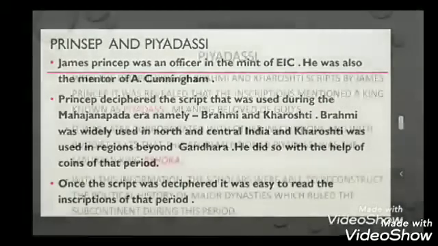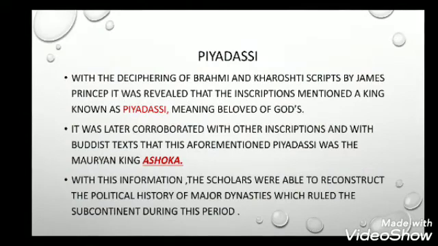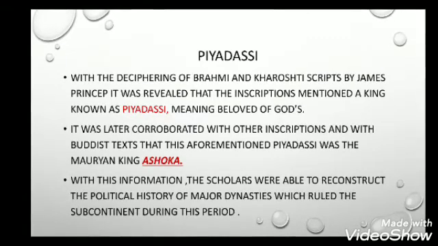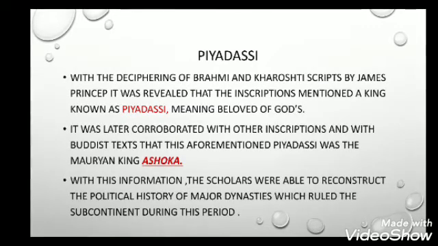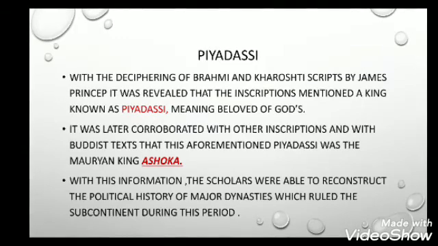It is through these inscriptions that we came to know that they regularly mentioned a term called Piyadasi, which was later corroborated with other inscriptions, and it was concluded that this term Piyadasi referred to the king Ashoka of the Mauryan dynasty, who was very much exemplified even in the Buddhist text.